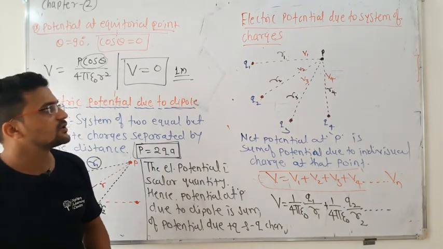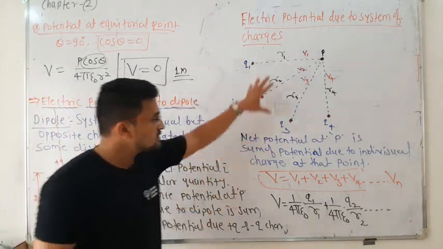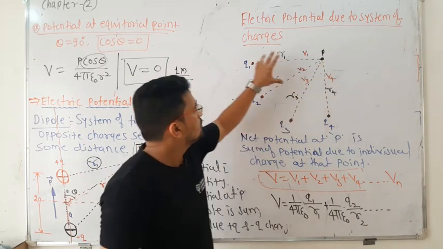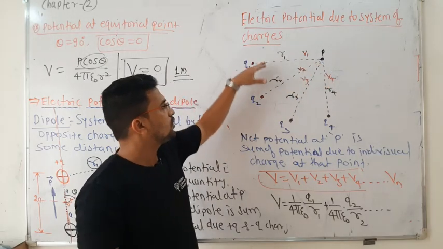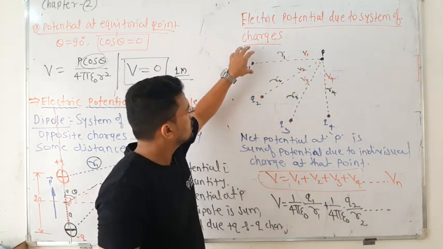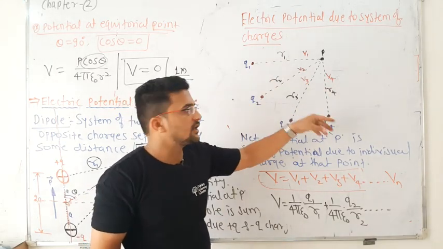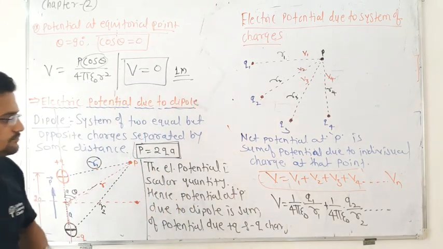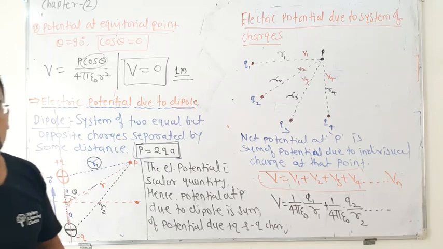Okay, so this is the electric potential due to a system of charges. That means there are many charges, and you have to find the electric potential at one point. So the electric potential at this point is nothing but the summation, or addition, of the electric potential due to each individual charge. You have to simply add them, and you have to take the distance between the respective charge. Okay, so on this concept we will try to solve some numericals now.